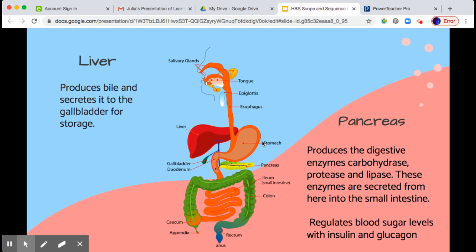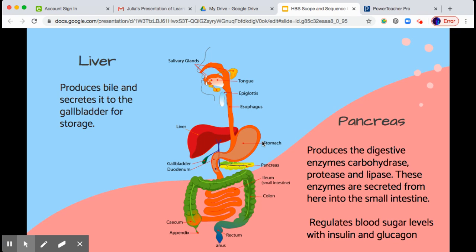The liver produces bile and secretes it into the gallbladder for storage. The liver has many different functions for our body, but this is what it does in terms of the digestive system. Don't worry too much about knowing the specifics of the liver. We're more focusing on some of the other parts.